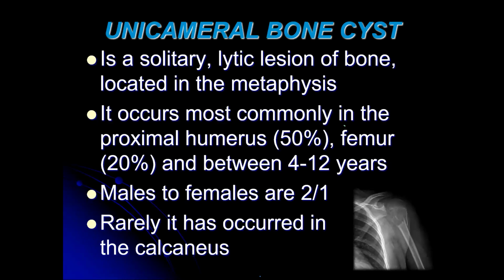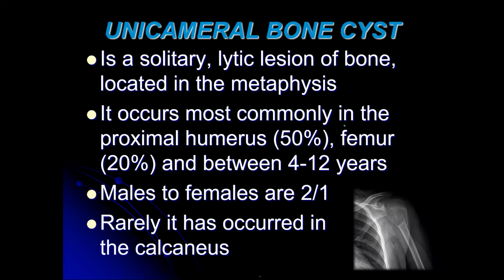Benign bone tumors. Let's start with unicameral bone cyst. It is a solitary lytic lesion of bone located in the metaphysis. Pay attention, in the metaphysis. It occurs most commonly in the proximal humerus in 50% of the cases. In the femur, 20%, and between 4 and 12 years. Males to females are 2 to 1. Rarely it has occurred in the calcaneus.